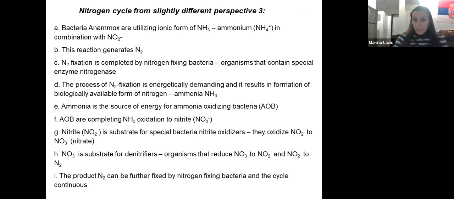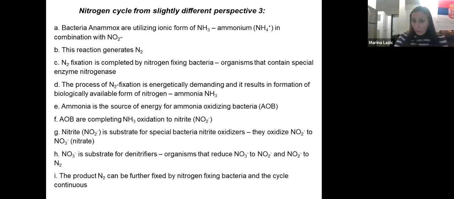Next one, NMOX. What does that mean? These are bacteria that complete the nitrogen cycle in the way I call perspective 3. They're very special. They utilize the ionic form of ammonia, ammonium, and combine it with nitrite, NO2 minus. This reaction creates dinitrogen, and then nitrogen fixing bacteria with nitrogenase fix the nitrogen and create the biologically available form of nitrogen, which is ammonia.